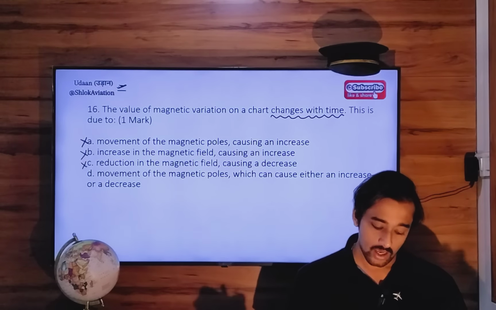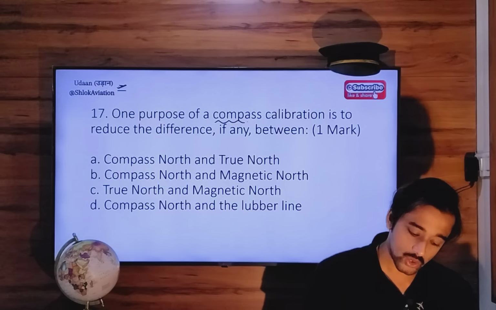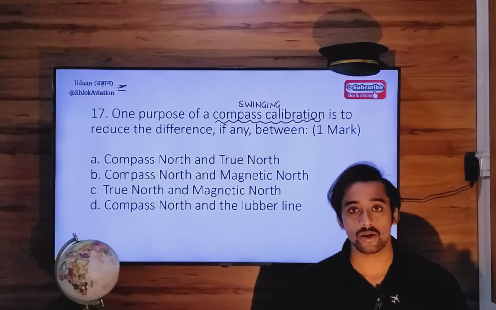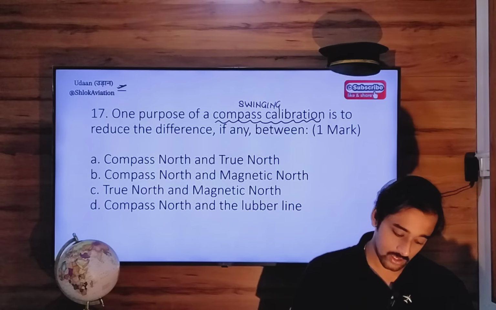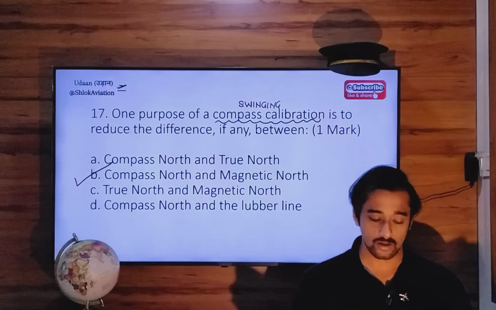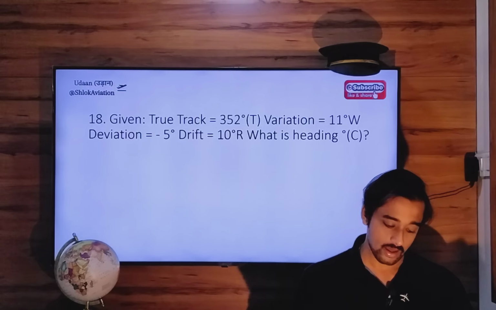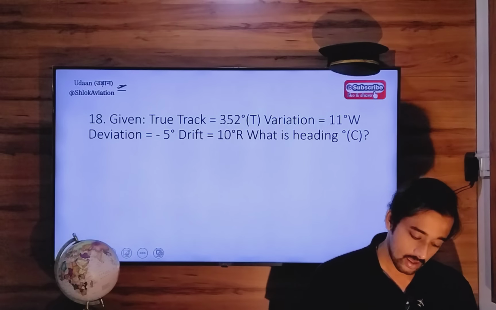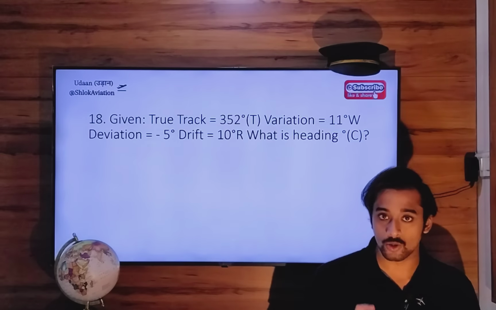Question 17. One purpose of a compass calibration is to reduce the difference, if any, between what two directions. So, compass calibration is nothing but swinging, and it reduces the difference between magnetic north and compass north. So the correct option will be option Bravo, compass north and magnetic north. Next, question 18. True track is there, variation is there, deviation, drift is there. What is compass heading? So we will convert this true track into true heading first.